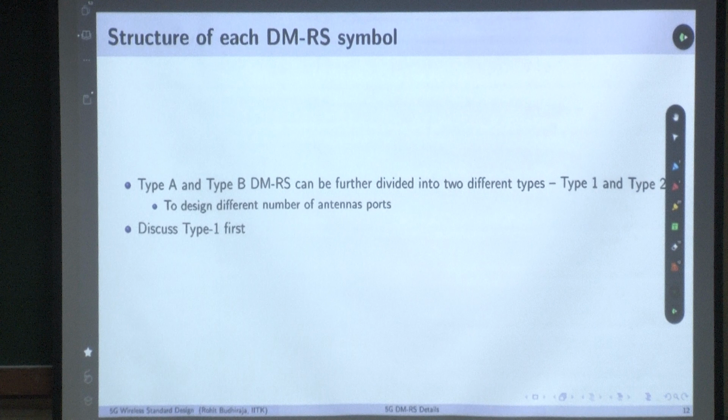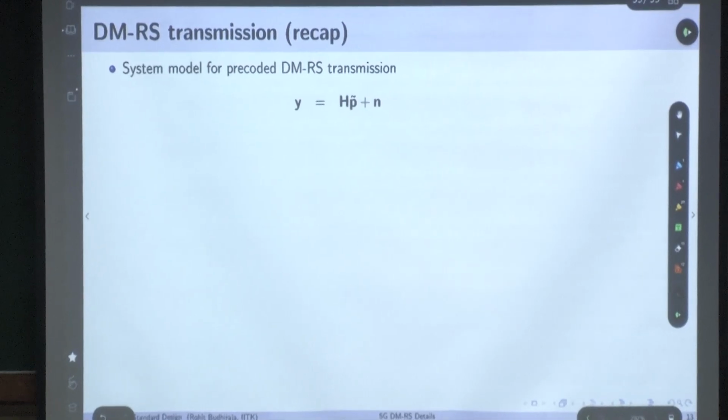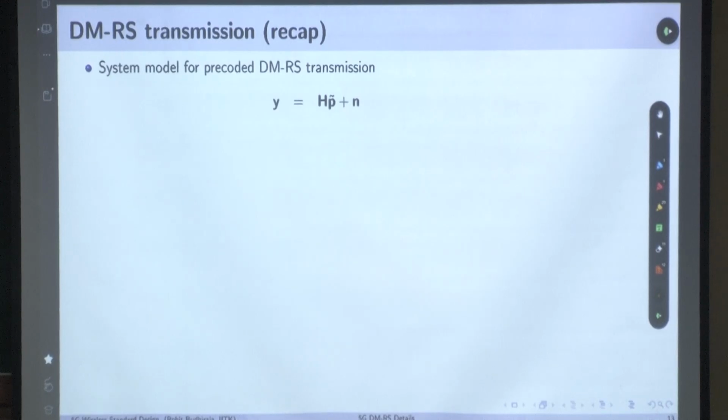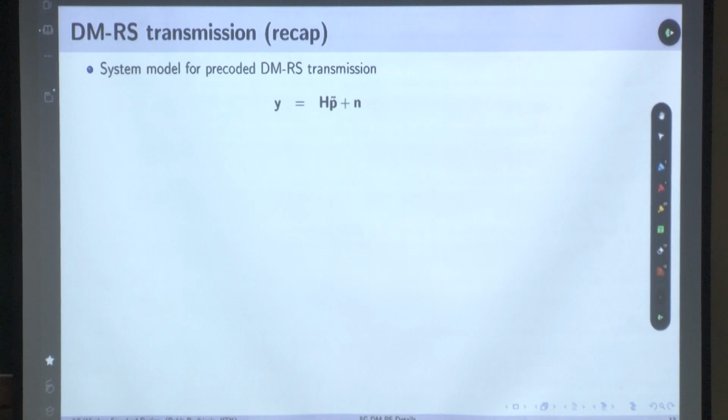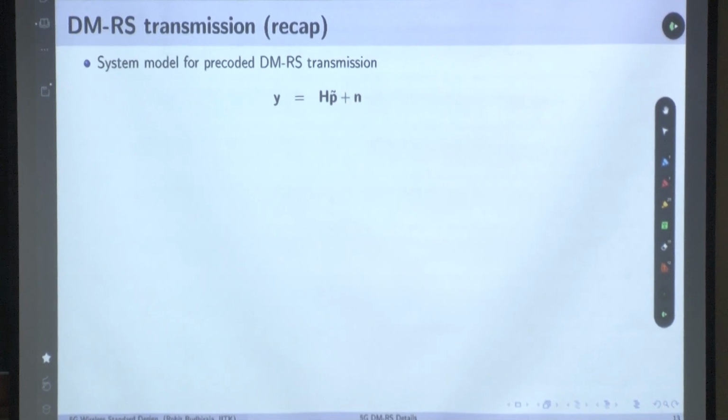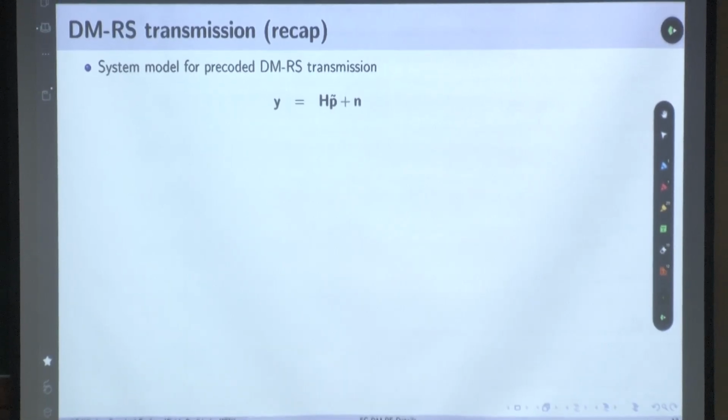So we will discuss type 1 first, but before that, to put things into perspective: why do you need different ports? This is typically for MIMO transmission, wherein you are sending DMRS along with data, and it's a multi-layer transmission. In order for the user to estimate this equivalent pre-coded channel, which the base station makes by using the precoder, the user has to estimate that pre-coded channel.